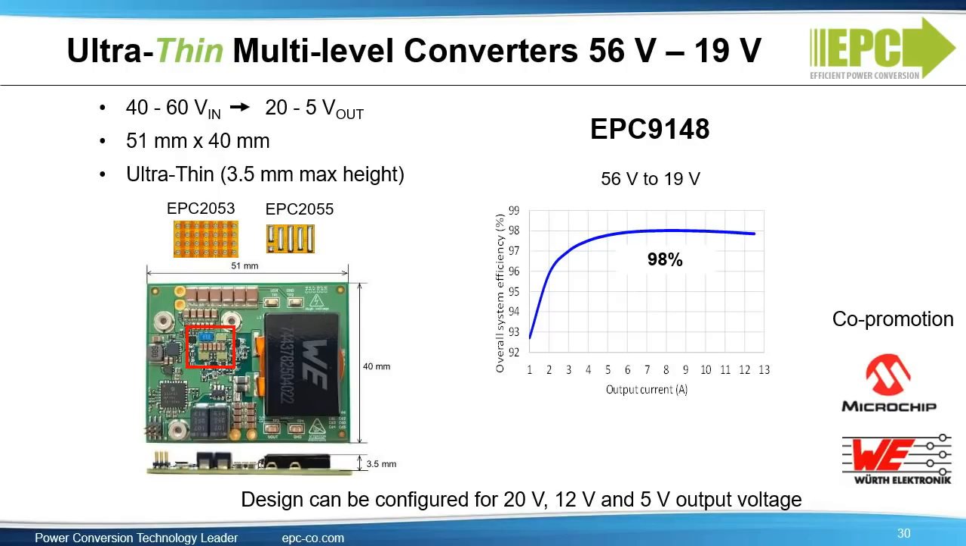Multi-level configuration requires more components and 4 FETs, and it's more complex and expensive than standard buck that requires only 2 FETs. The advantage is that it allows a lower output voltage and that the switching frequency can be increased to reduce inductor size and height. As you can see here, the inductor is very thin, 3.5 millimeters in total height. This design features a Microchip controller and a Würth inductor and will be promoted by EPC, Microchip, and Würth.